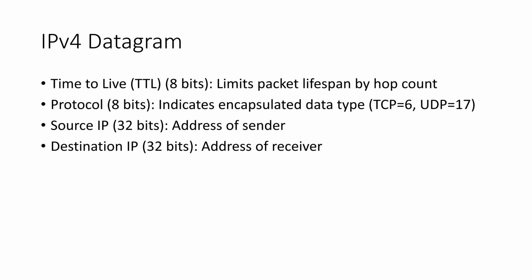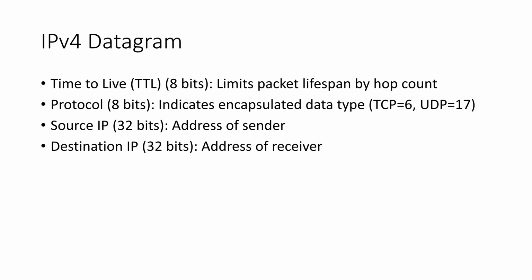Next, we have some crucial control fields. Time to live prevents packets from circulating endlessly in case of routing loops. Each router that forwards the packet decreases this value by 1. If time to live reaches 0, the packet is discarded and an ICMP error message is sent back. Protocol tells IP what type of payload it's carrying. Common values include 6 for TCP, 17 for UDP, and 1 for ICMP. This helps the receiver know how to process the encapsulated data.